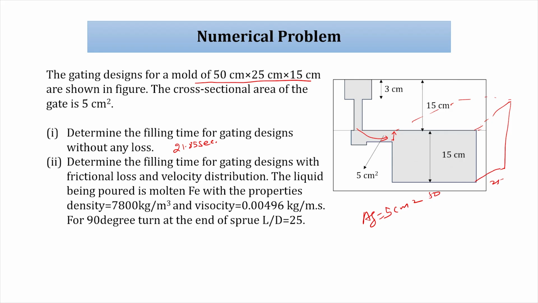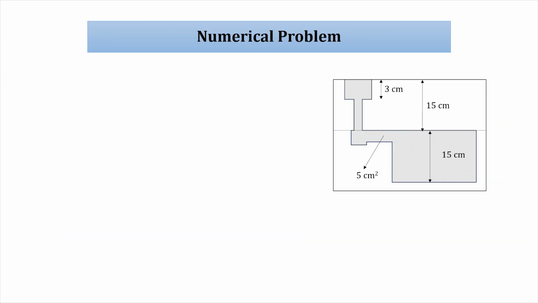The liquid being poured is molten iron, Fe, with the properties of density of 7800 kg per meter cube, and dynamic viscosity 0.00496 kg per meter second, and a 90-degree turn at the bend, ensuring L by D equal to 25. For the bend it is given. Okay, so we will apply our Bernoulli equation.